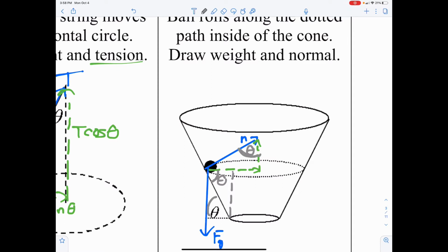So just doing a little bit of work with the angle relationships that exist in similar triangles, we can figure out how these thetas, how these angles appear in different parts of the picture. Well, the vertical part is the adjacent side of the triangle. That would be normal force cosine theta. This vector here is the opposite side. This would be normal force sine theta.